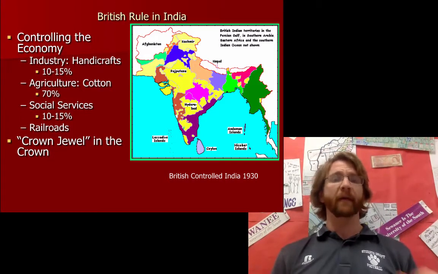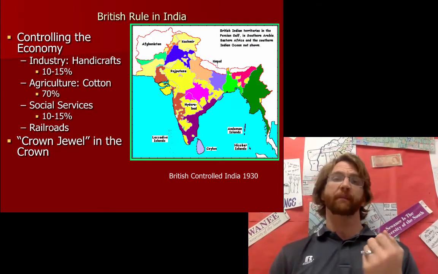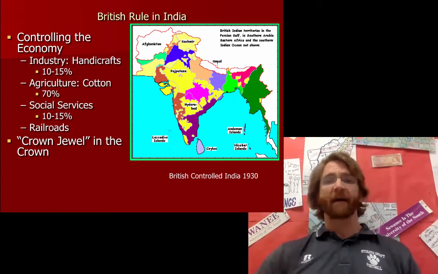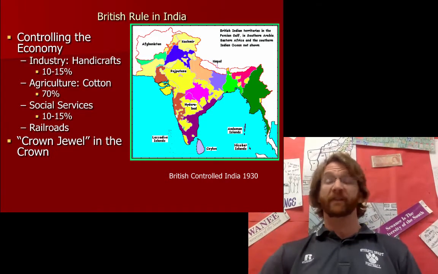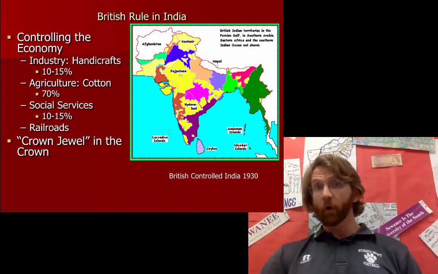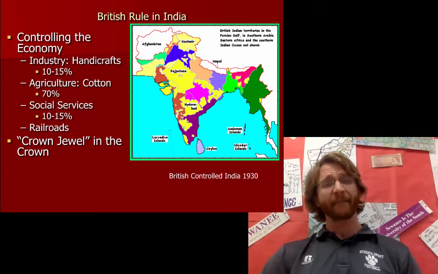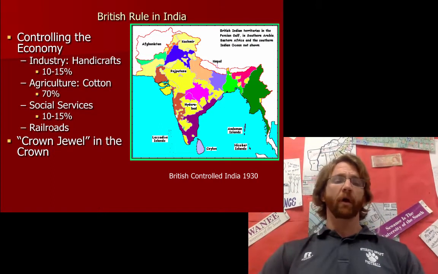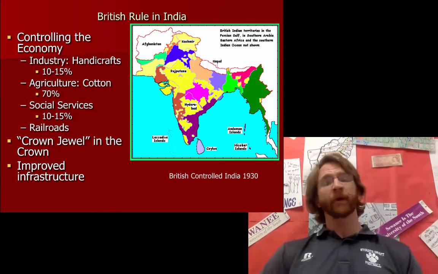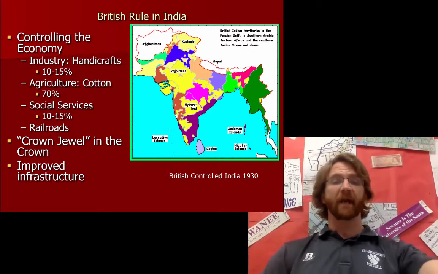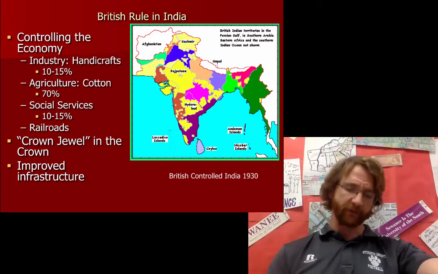Okay, well, they were considered the crown jewel in the British Empire. The reason was because they produced a lot of wealth for them, and they were relatively stable and didn't revolt a whole lot. A lot were not happy with it, but they did not try to overthrow the government. Well, that comes later. But one thing that Britain did do to benefit India was to improve their infrastructure.